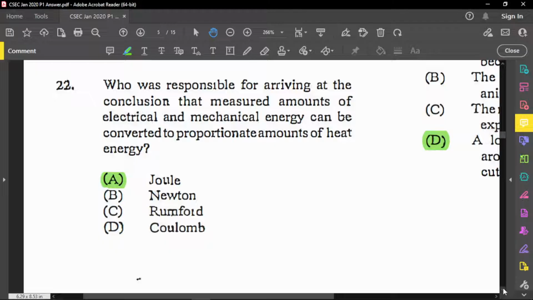And again, remember you have electrical energy. So electrical energy is also a form of energy. So mechanical energy, whatever energy, it is measured in the joule. All right, so Joule was credited for that.